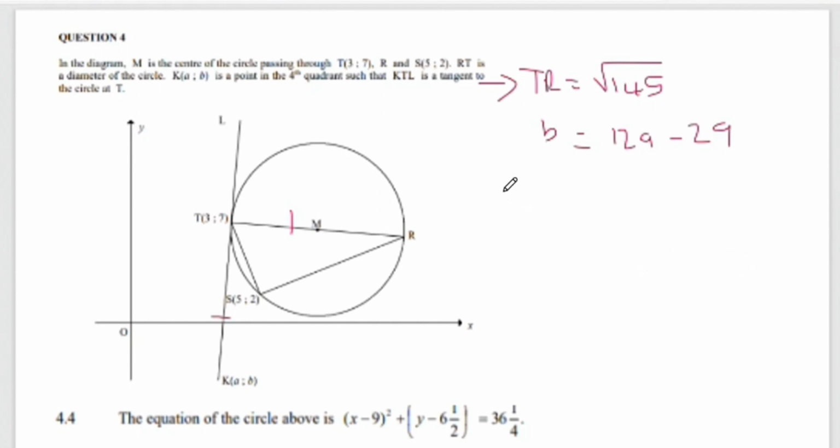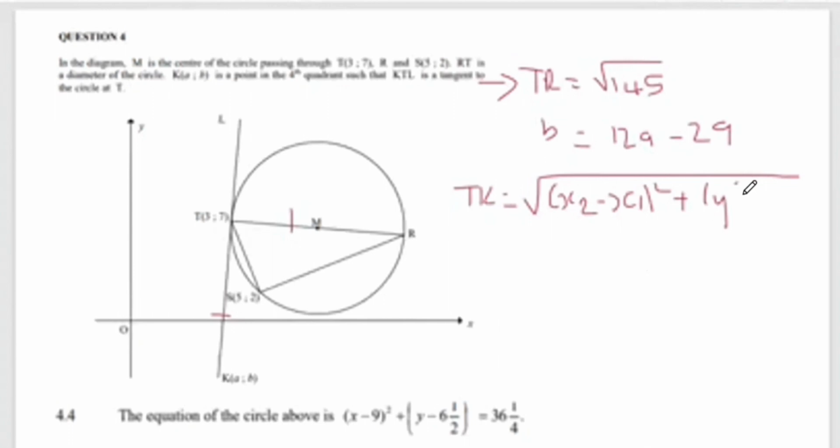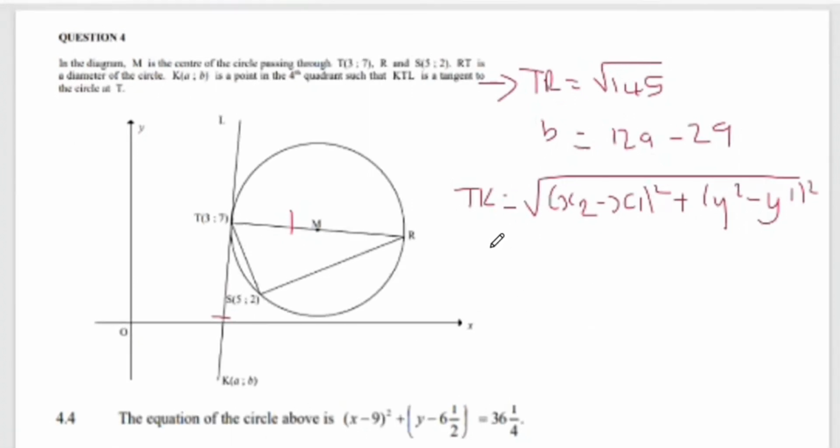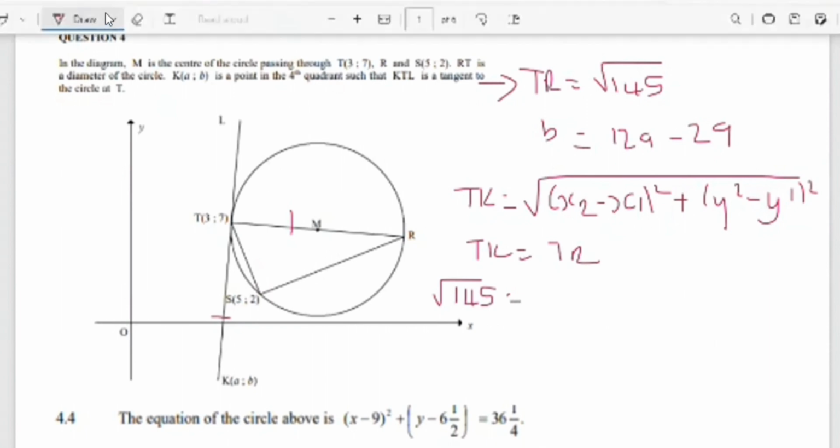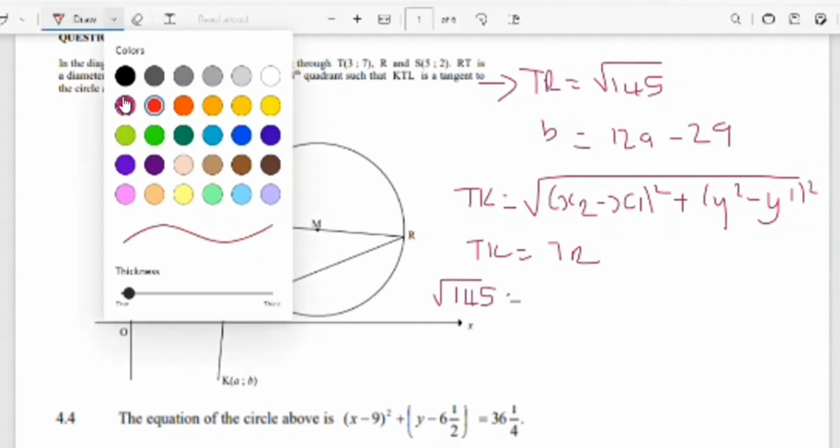So we are going to say, well, TK equals the square root of x2 minus x1 squared plus y2 minus y1 squared. We know that TK is equal to TR. Therefore, in the place of TK, we can put the square root of 145. We are going to use the following coordinates to calculate the distance of TK.